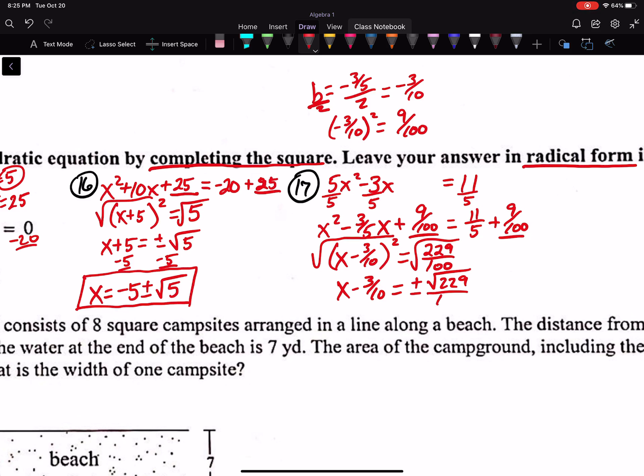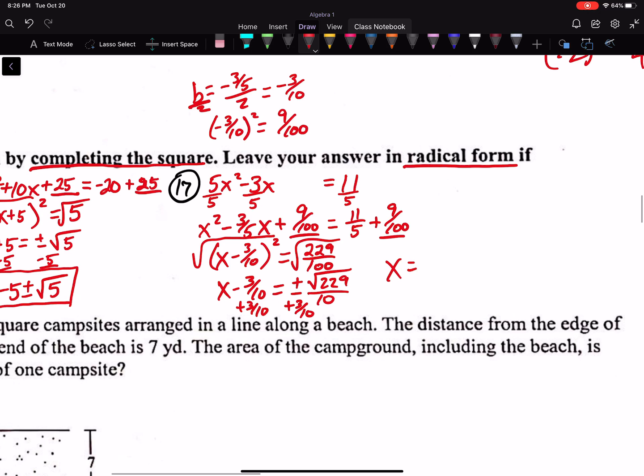But the square root of 100 is 10. And then the last step is to add your 3/10 over. So your final answer is x equals 3 over 10 plus or minus the square root of 229 over 10. And again, since we're leaving it in radical form, we get to leave it like that. Okay?